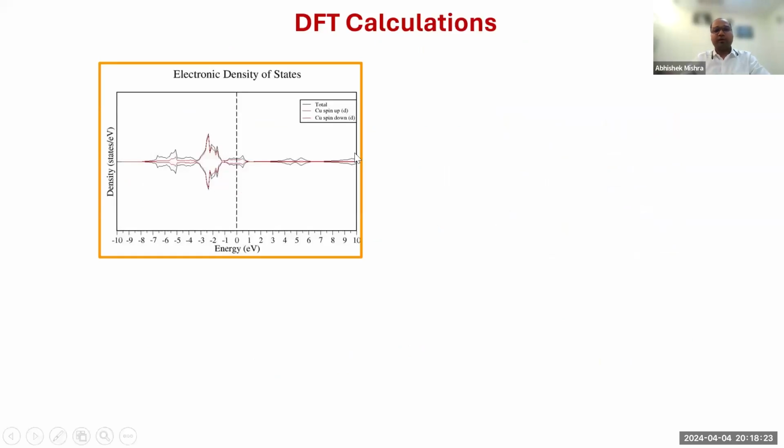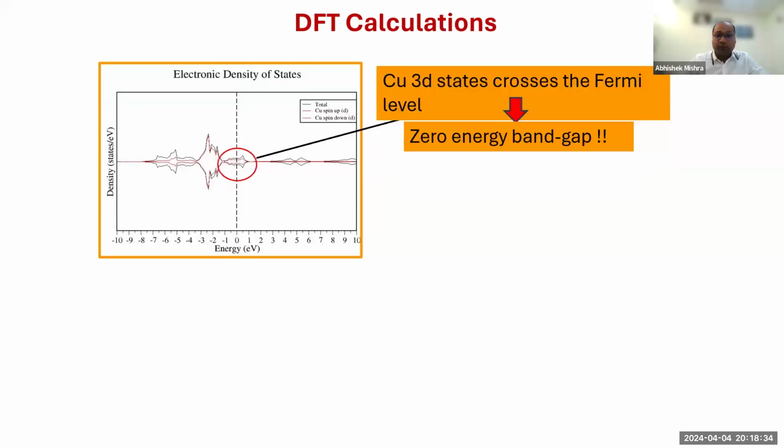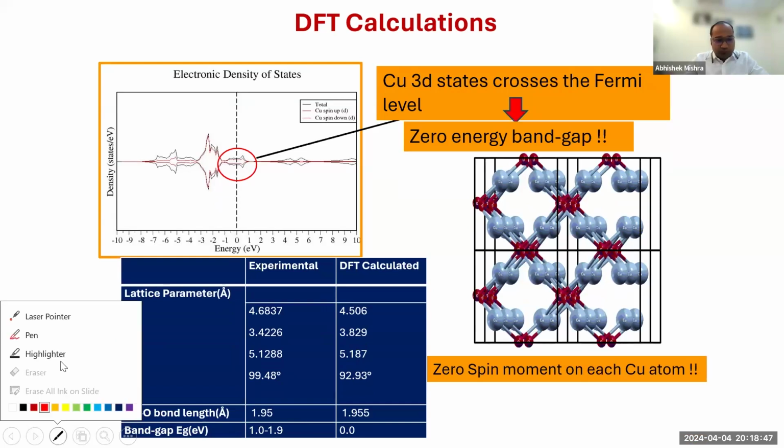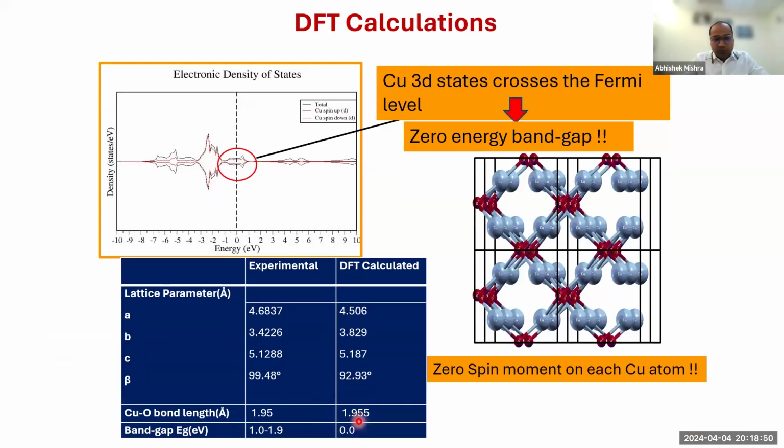So we did the calculation with DFT, and as you can see here in the center, the dotted line shows the Fermi energy, and you will see that there is a finite number of states crossing the Fermi level. That is the result from pure DFT, and that is the reason it predicts that it is a zero band gap material, and no magnetic moment as well. Otherwise the other things were quite okay, and we also find zero magnetic moment in our calculations.